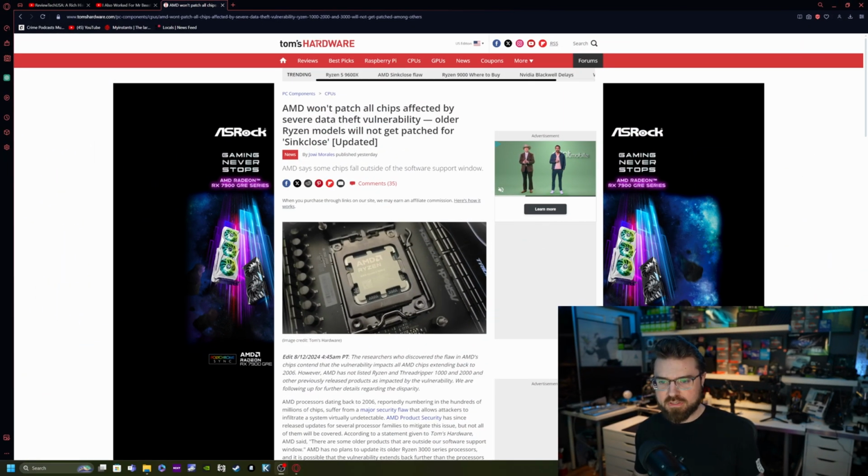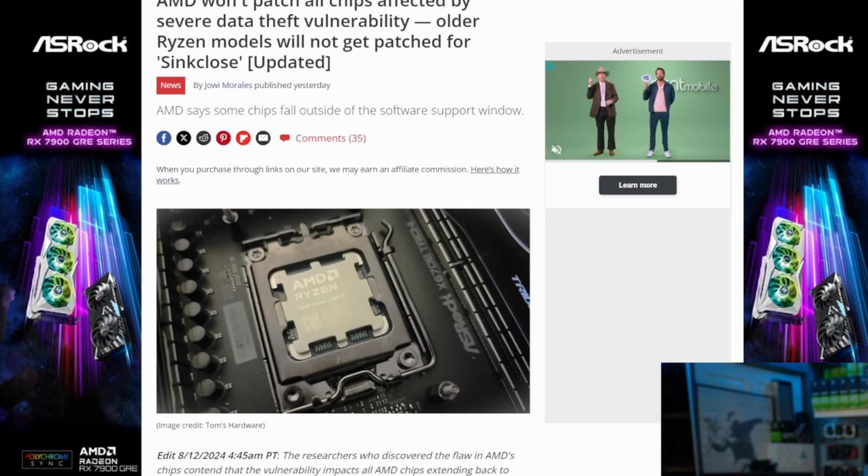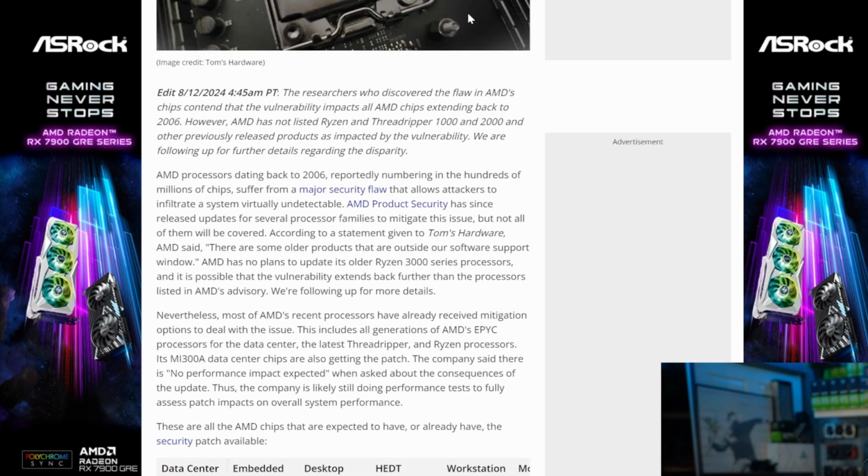So moving on to the AMD vulnerability. This is kind of a big deal and not a big deal at the same time, and let me clarify that. I think it's a big deal that AMD is not supporting their older CPUs.